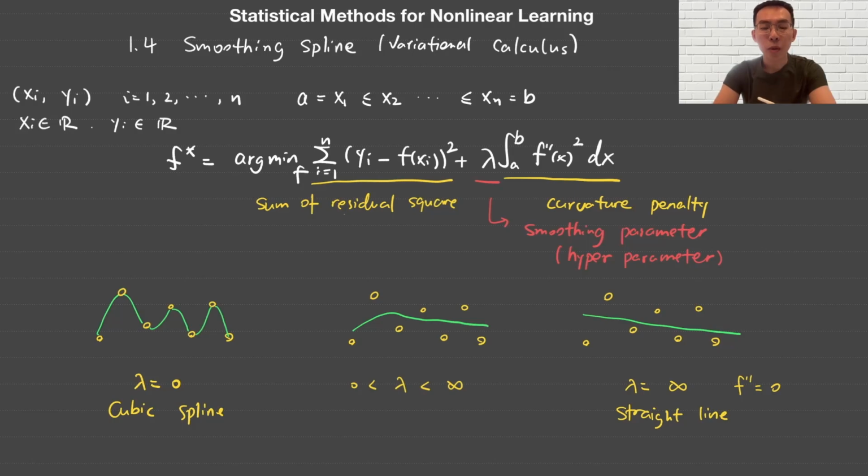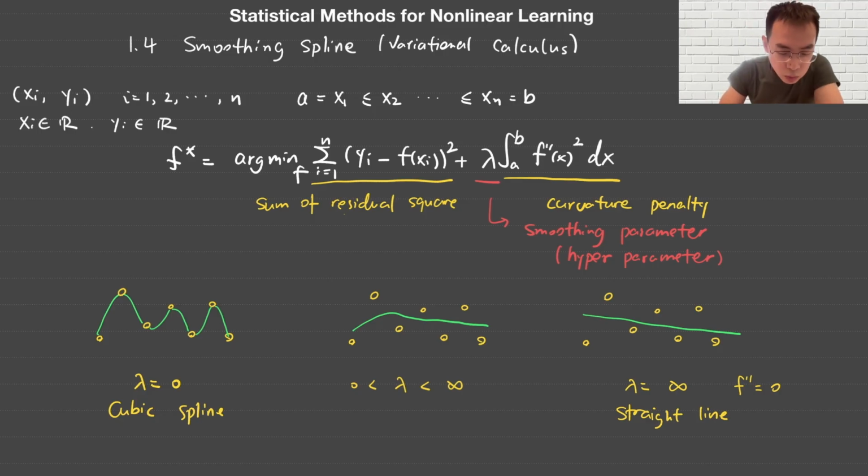Last time we formulated the smoothing spline and solved it by assuming the function f to be a piecewise cubic function. So this time we are going to use variational calculus to see why a piecewise cubic function is the correct solution for this problem. So first, let's do a quick recap of the smoothing spline.